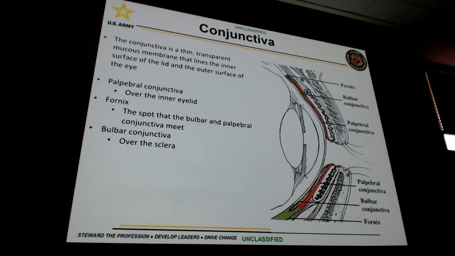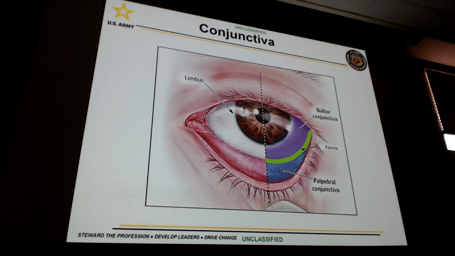Okay, brief review again. Got the bulbar conjunctiva that sits over the eyeball itself. Palpebral conjunctiva is over the eyelids on the inner portion, and then where they come to meet is the fornix. Okay. All right, another fun picture here.